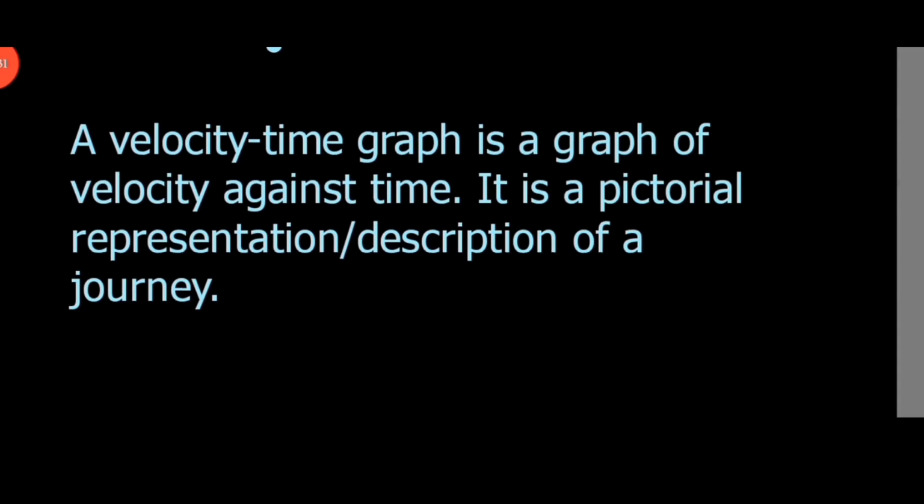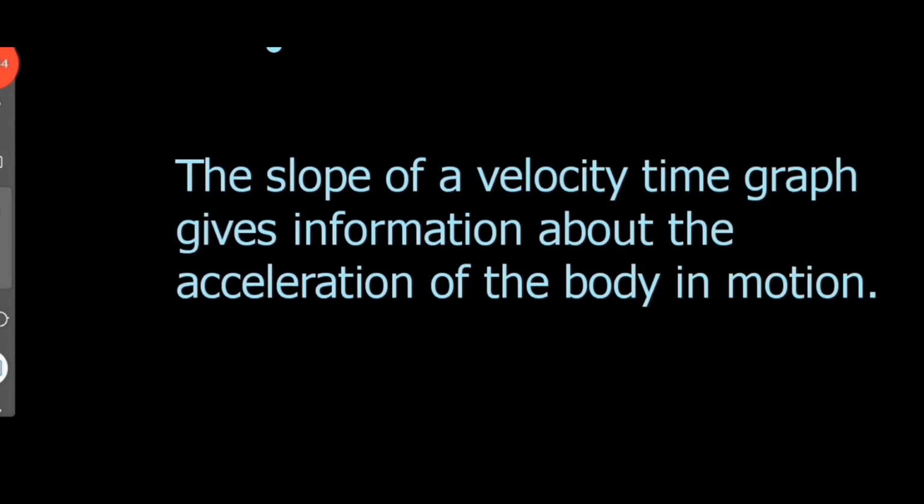It is also a pictorial representation or description of a journey. It specifies when an event occurs and how it transpires in an interval of time. It should be added that the slope of a velocity time graph gives information about the acceleration of the body in motion.